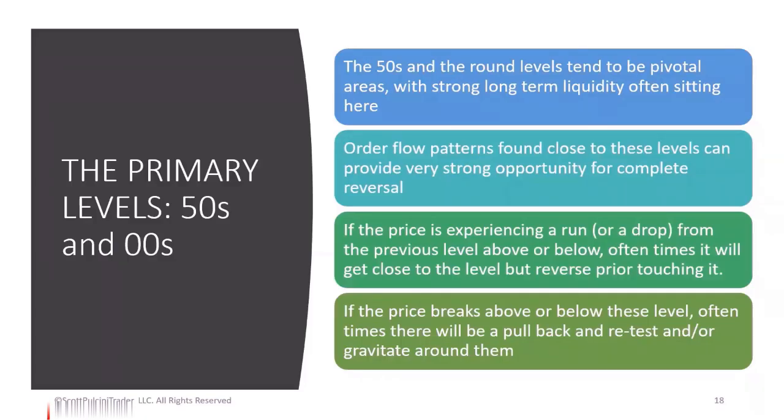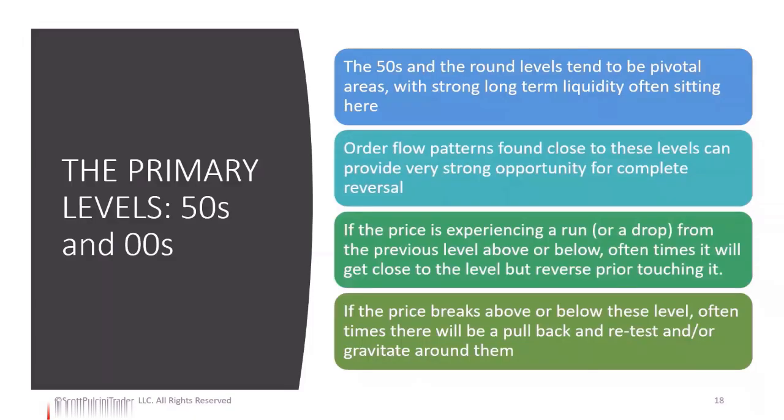And you see, if the price, for example, is experiencing a run or a drop from the previous level above or below, oftentimes it will get close to that level but reverse prior to touching it. It will be front run. And if the price breaks above or below those levels, very often you'll see a pullback and retest and gravitate around them before going to the next one.